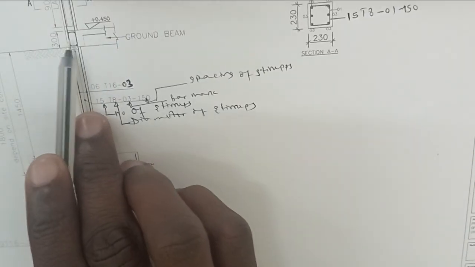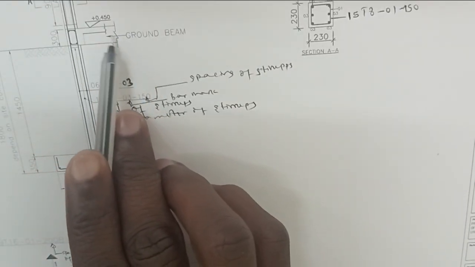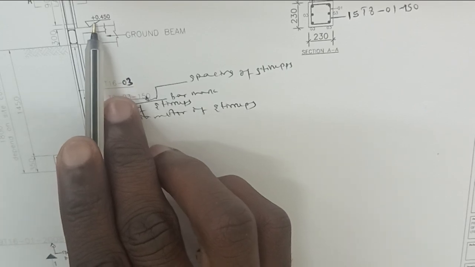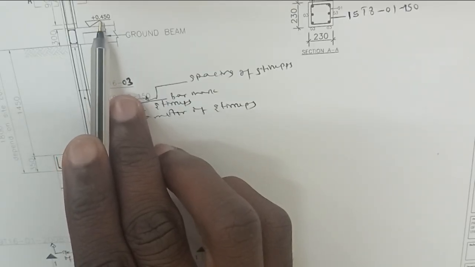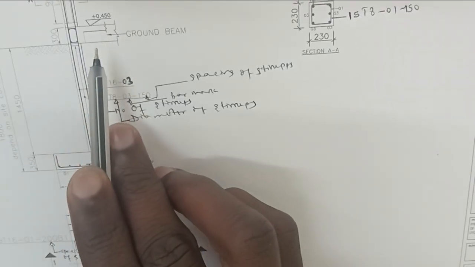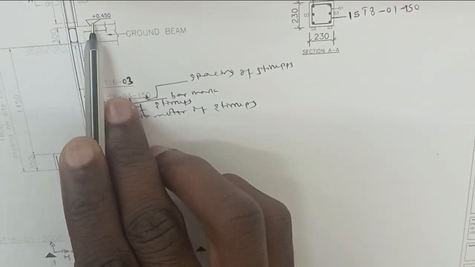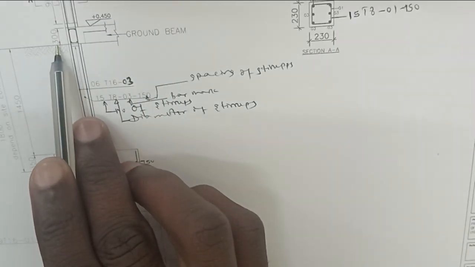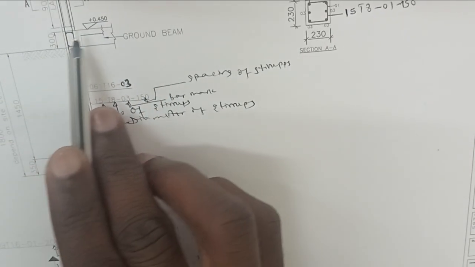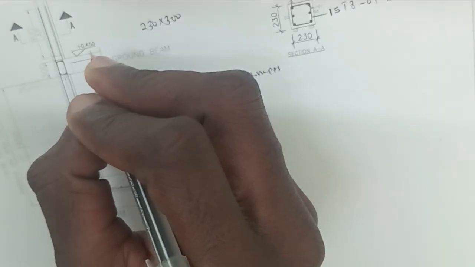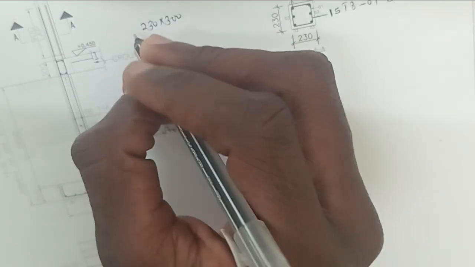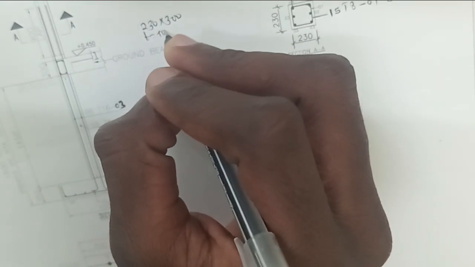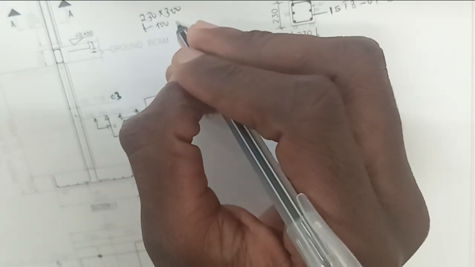Also, as you see, this is the ground beam, which is represented by this mark of 0.45. Now, this mark is used to present the level mark of this ground beam. This ground beam has a dimension of 230 millimeter by 300 millimeter. Now, this is the thickness of oversite concrete, which is at ground level, and its thickness is 100 millimeter.